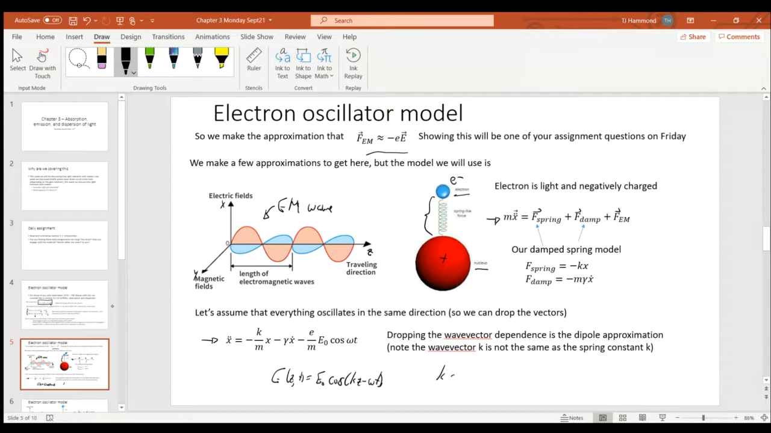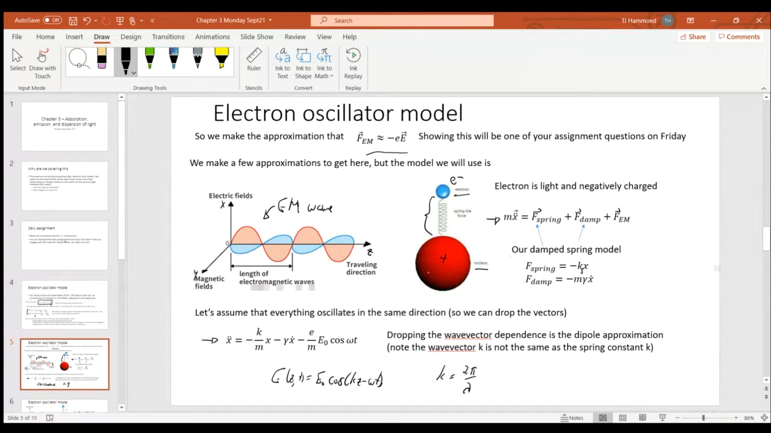So k is 2 pi over lambda. Oh, I should point out that this is the spring constant k, and this is the wave vector k. And I make that note here: the wave vector k is not the same as the spring constant k. Your textbook might use a k sub s for the spring constant. Unfortunately, there are only so many constants that people use, and k seems to be a really common one. So we have a spring constant k and a wave vector k.